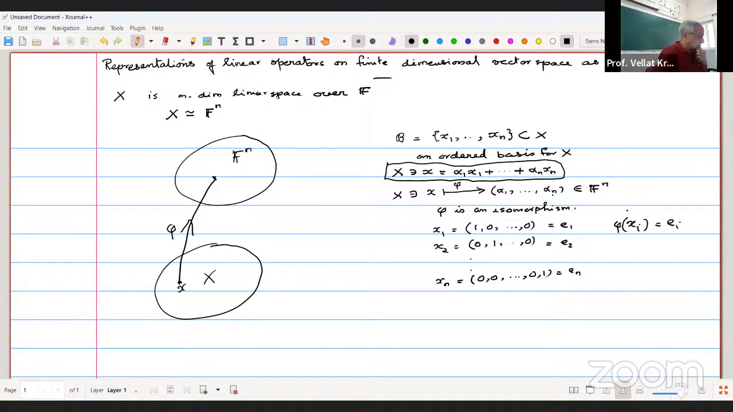So we'll be coming back. This is the first thing that we did. Now, the second thing that we did is the following. We worked on what are called linear transformations on X. You know that all linear operators or linear transformations on X are denoted by L(X).